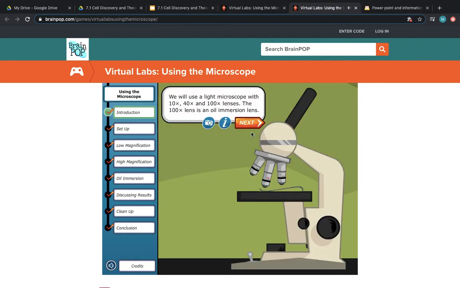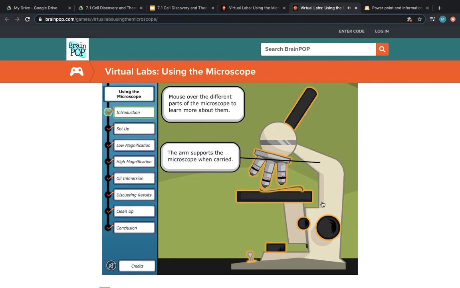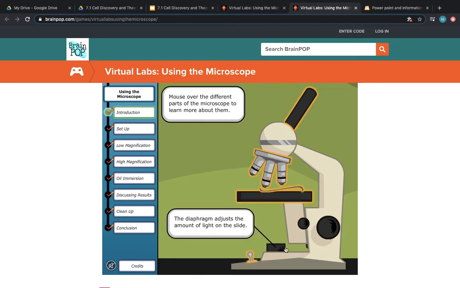We will use a light microscope with 10 times, 40 times, and 100 times lenses. The 100 times lens is an oil immersion lens. This microscope moves over the different parts. So basically, you're going to go over different parts of the microscope, learn a little bit about them.